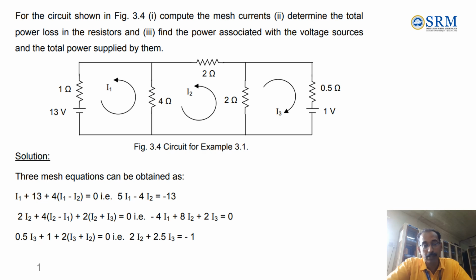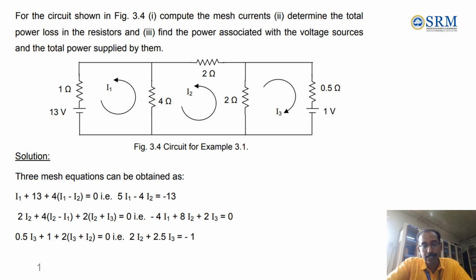For example, this 1 ohm, 13 volt, 4 ohm constitute a closed path. There is no other inner circuit, so you can call this one a mesh. Similarly, 4 ohm, 2 ohm, this 2 ohm, these three constitute a mesh. Similarly, 2 ohm, 0.5 ohm, 1 volt, these three constitute a mesh.